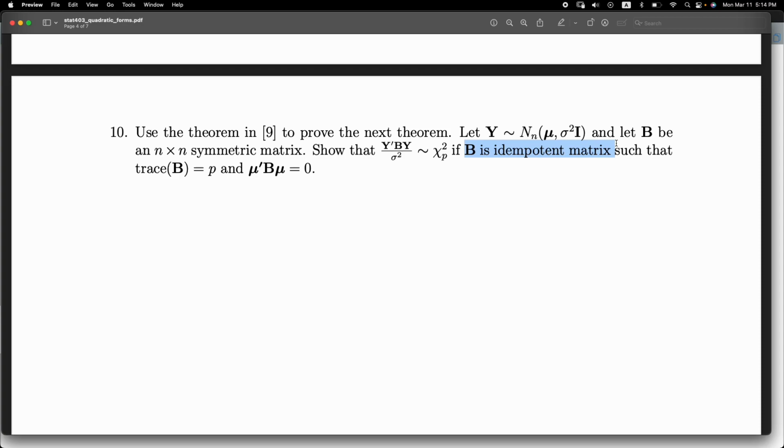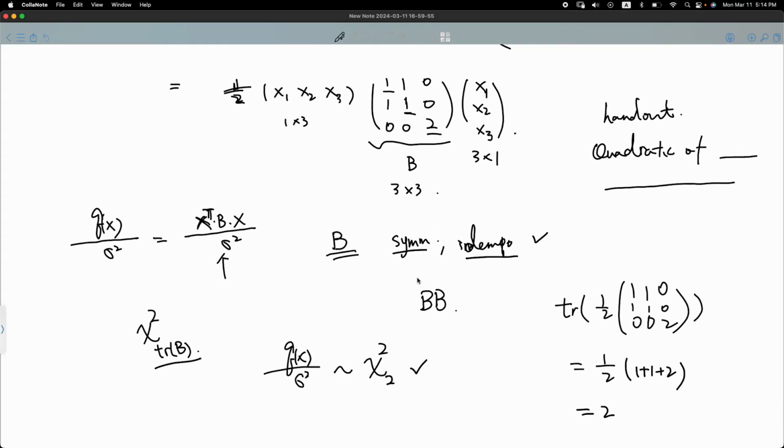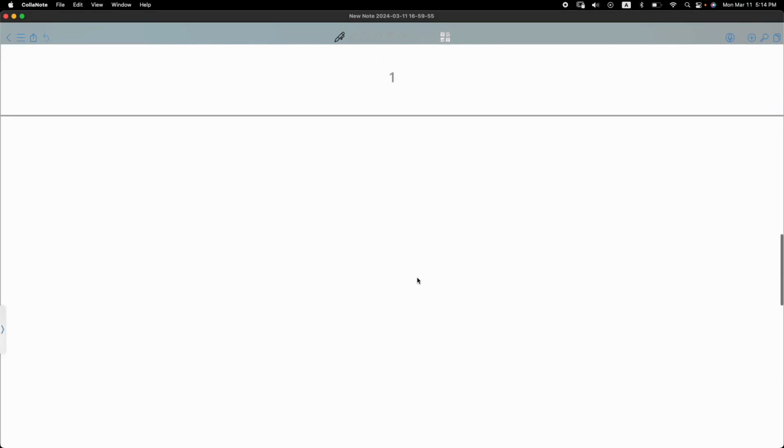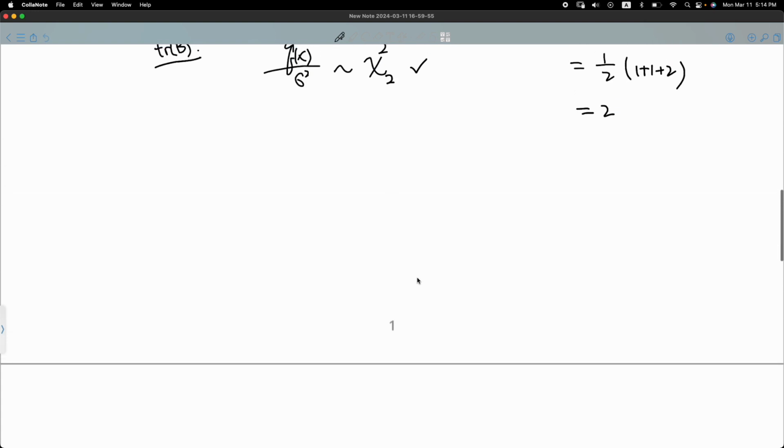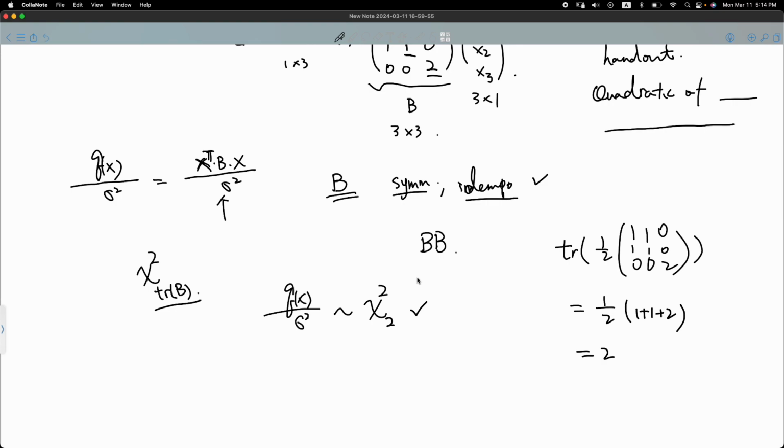Any other question? So this one just follows the chi-square of B. Yes, chi-square of trace of B. In this case, trace of B is equal to 2.